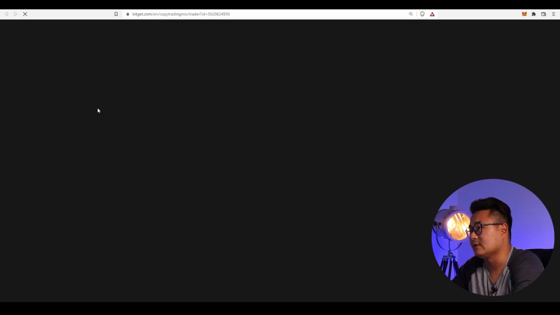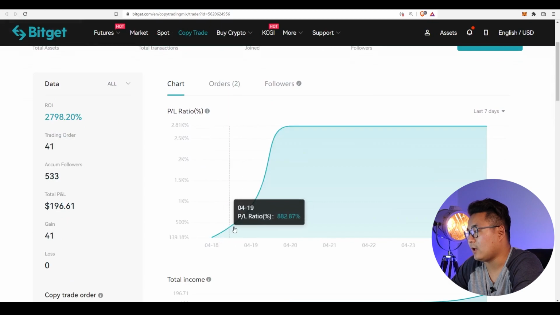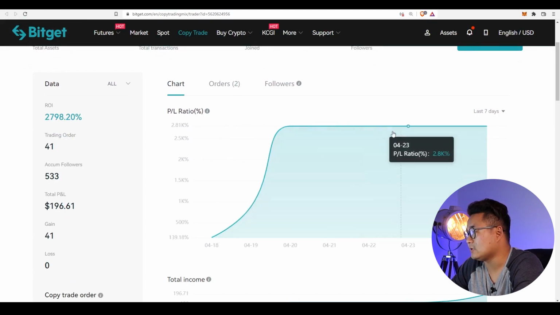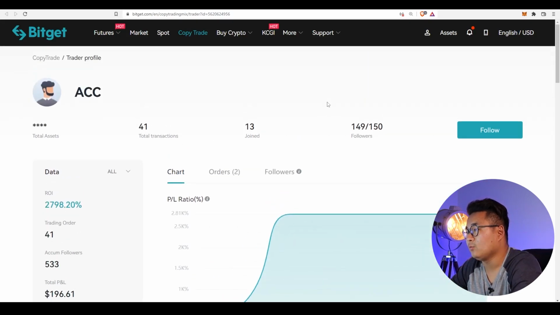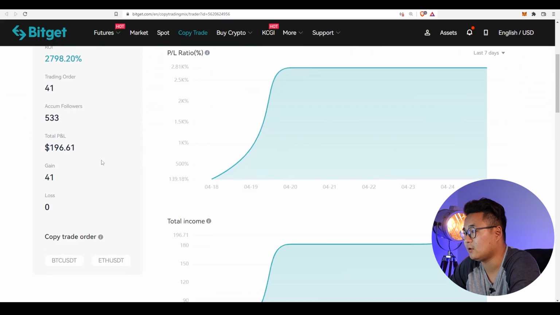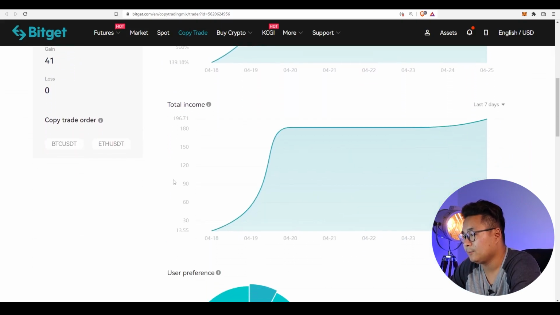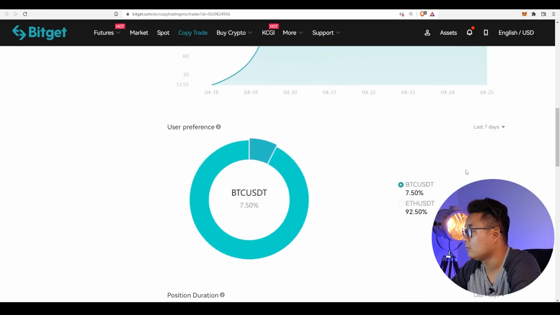Okay, let's have a look at ACC then. That's just the first one. All right, so it looks like their gains have gone up and stayed exactly the same for the last many days. In the 5 days, they haven't had many trades. We don't need too many trades. Their total asset isn't shown. Of course, total transactions is 41 transactions. Total PNL 196 bucks. Okay, started with $13 and it has increased to $196. Yeah, of course, that shows a lot of gains.